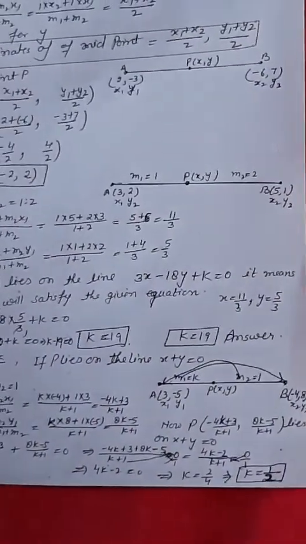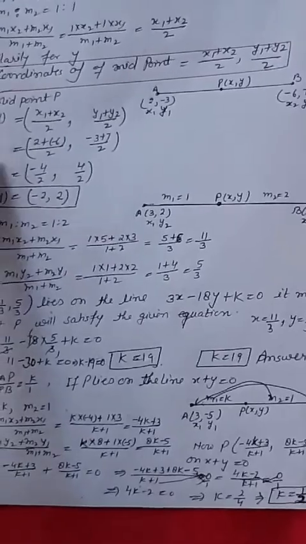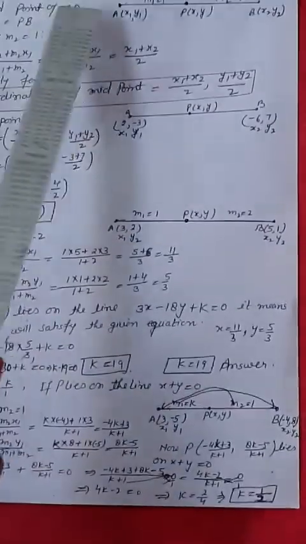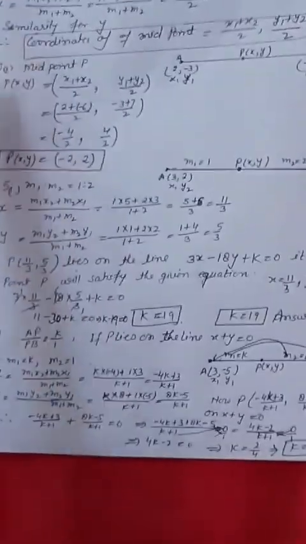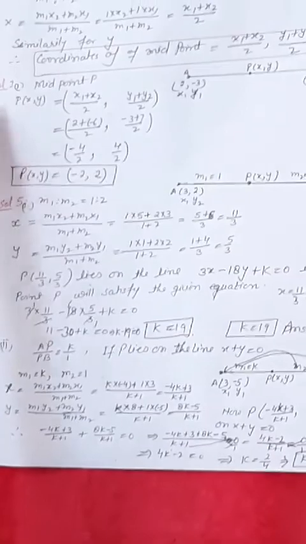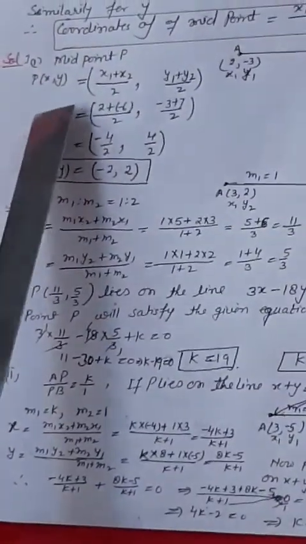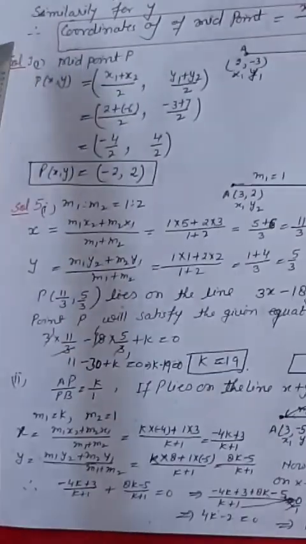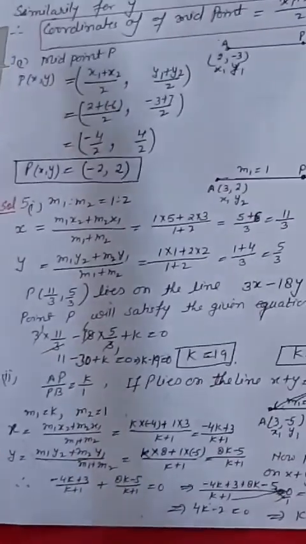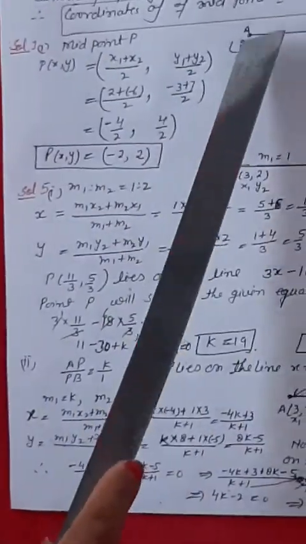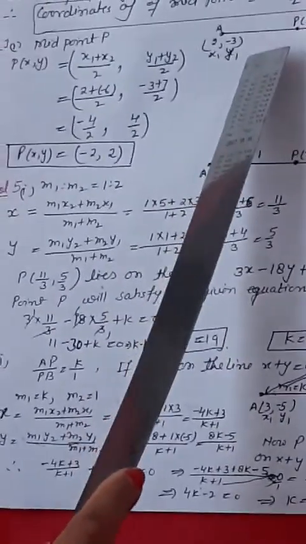Let me tell you, this chapter is especially based on formulas. If you understand the concept and you learn the formula, you will find this chapter very easy. Now look at this. I am just taking the first question of the exercise, which says: find the coordinates of the midpoint of the line joining (2, minus 3) and (minus 6, 7).